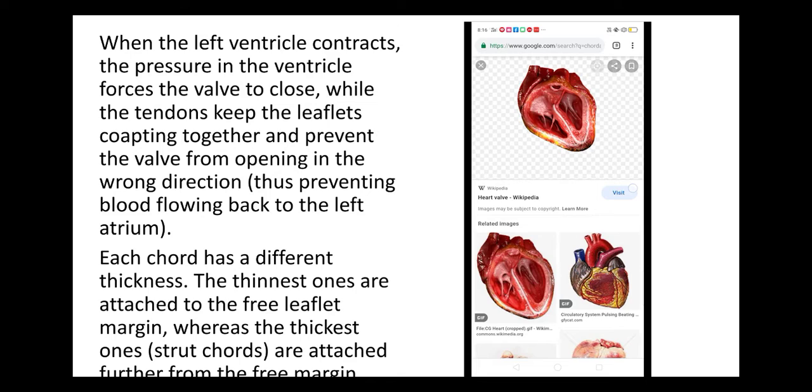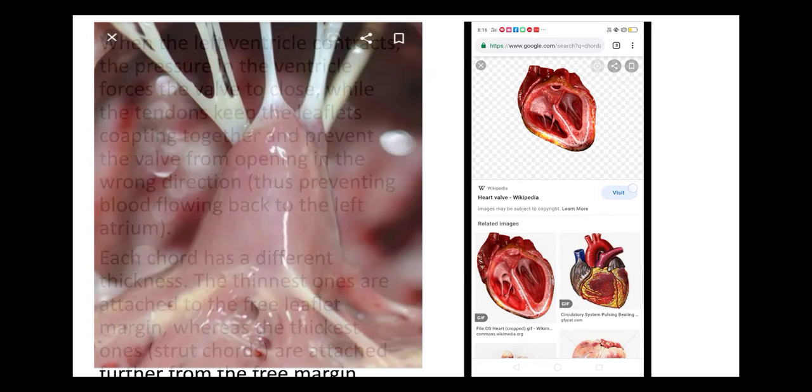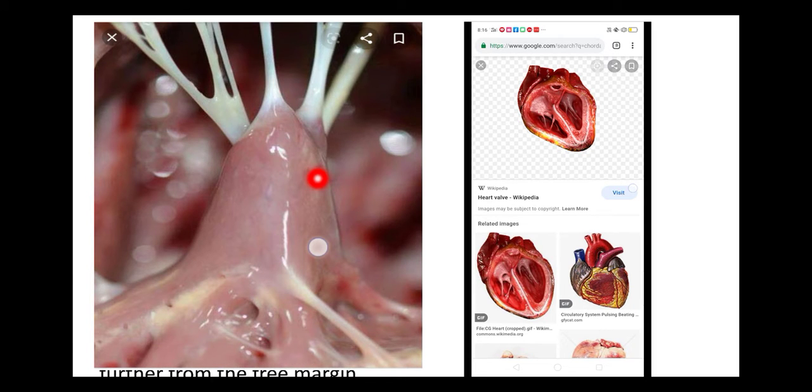Each cord has a different thickness. The thinnest ones are attached to the free leaflet margins, whereas the thickest ones are attached further from the free margin. That is the papillary muscle. And these are the finger-like chordae tendineae. The thinner ones are attached to the margin, the thicker ones beyond the margin. And these anchor the leaflet, preventing it from prolapsing back.